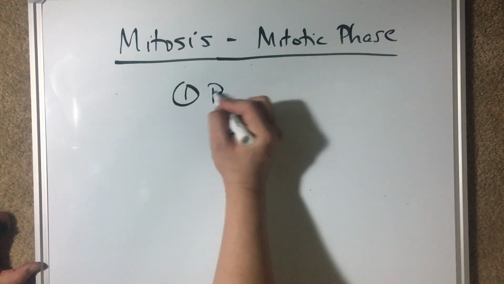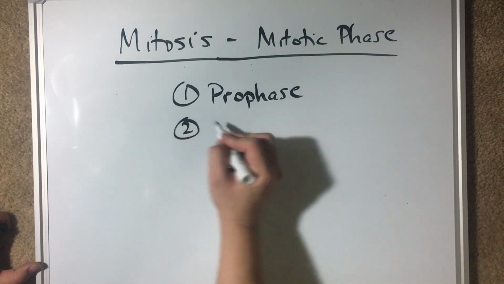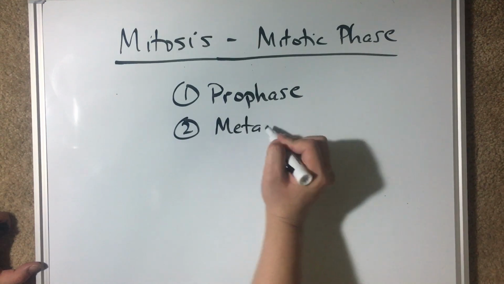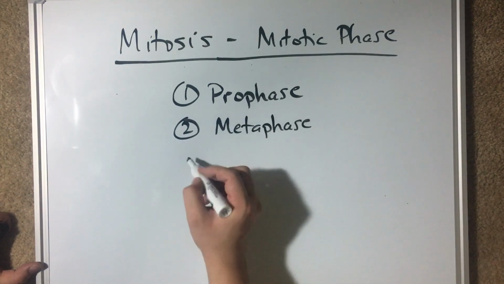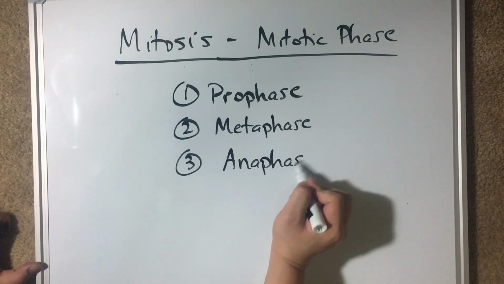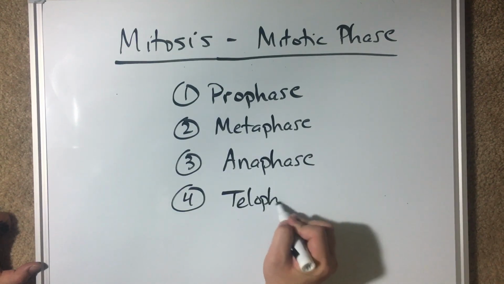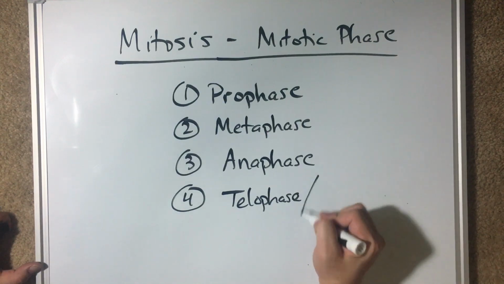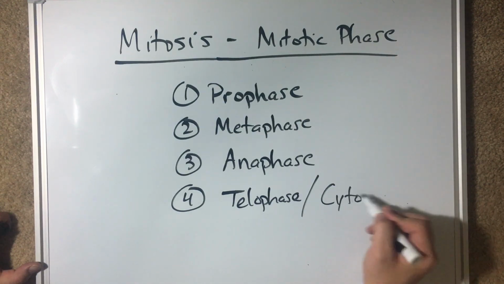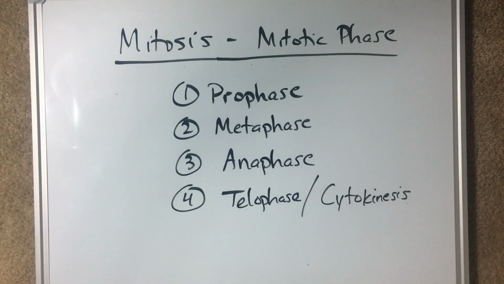First one we're going to say is prophase. Second one is metaphase. Third one is anaphase. And the fourth one is telophase. And I like to link cytokinesis with it too. Depending on the textbook, they might link it. All right. Hope that you're taking these notes down.